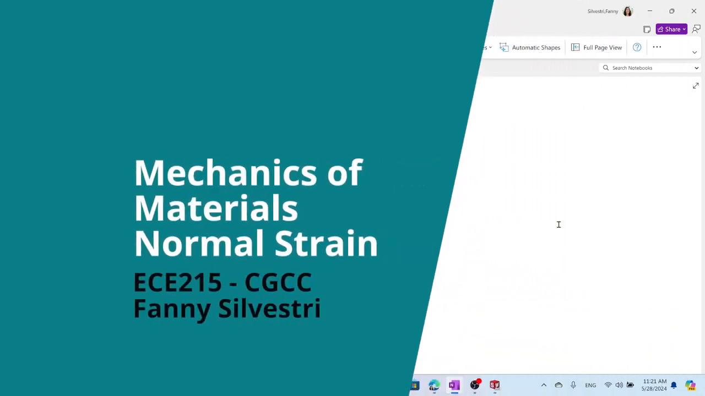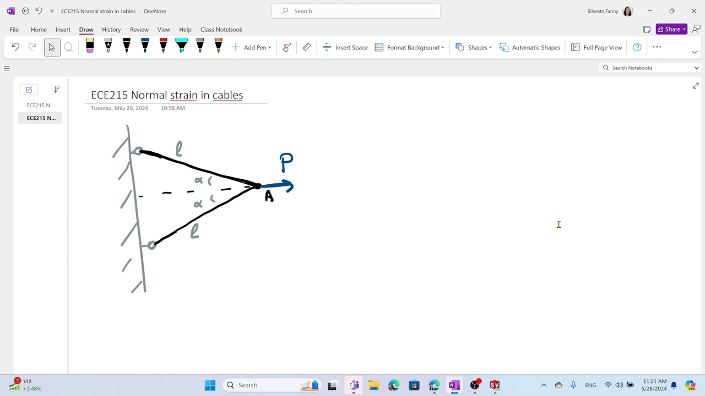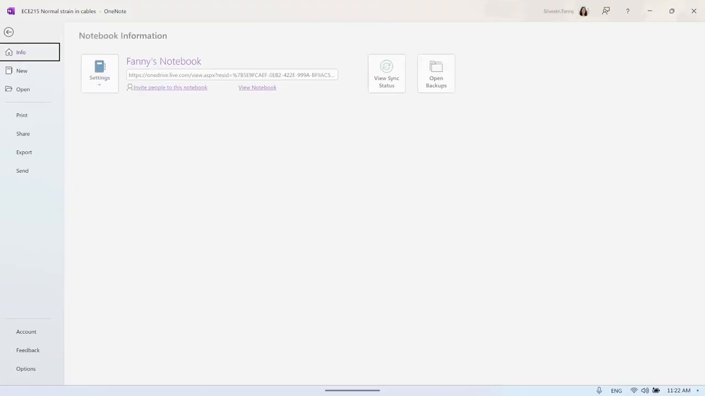Okay, so we will talk again about normal strain, but with a system of cables. It could also be a system of rods or anything, but let's say it's not very straightforward: the dimensions provided are not in the same direction as the normal strain. So we need to do a little bit of calculation, and usually it's just geometrical calculation.